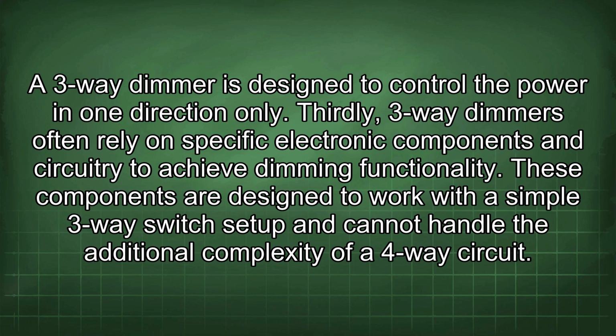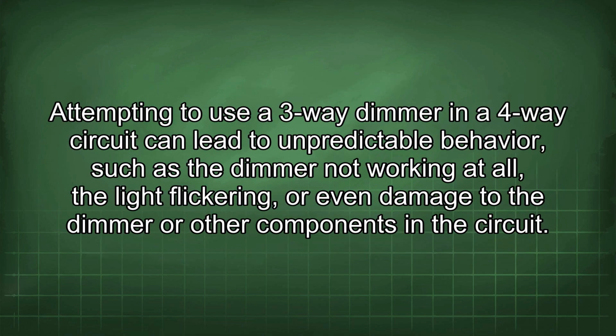Thirdly, three-way dimmers often rely on specific electronic components and circuitry to achieve dimming functionality. These components are designed to work with a simple three-way switch setup and cannot handle the additional complexity of a four-way circuit. Attempting to use a three-way dimmer in a four-way circuit can lead to unpredictable behavior, such as the dimmer not working at all, the light flickering, or even damage to the dimmer or other components in the circuit.